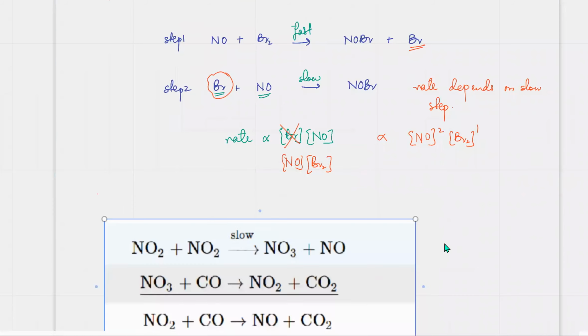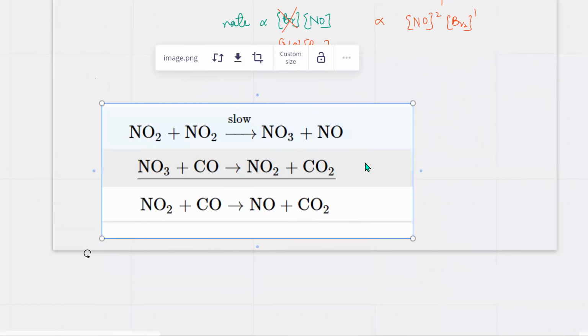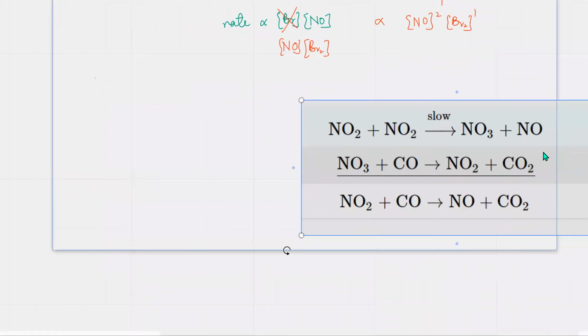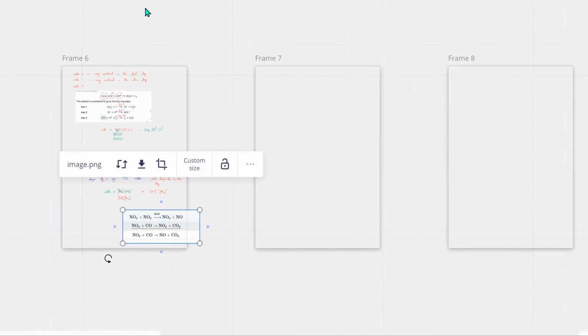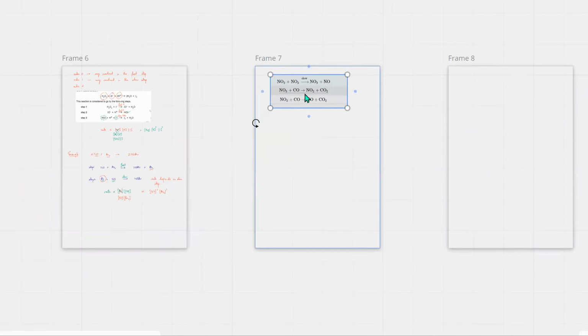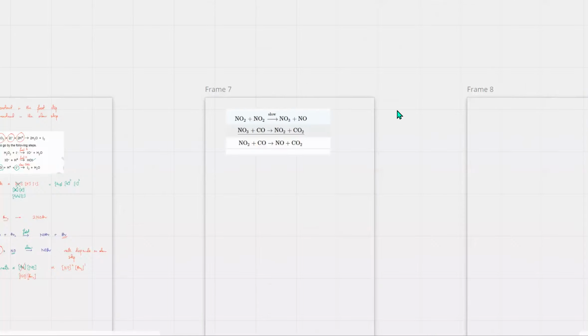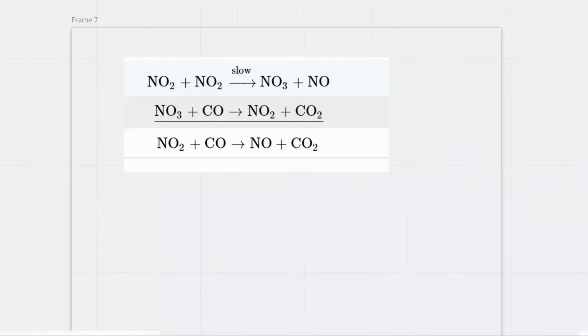So the bottom one is the overall reaction. The top one is the slow step, right? That's step one. So they've given you step number 1 and they've given you step number 2.